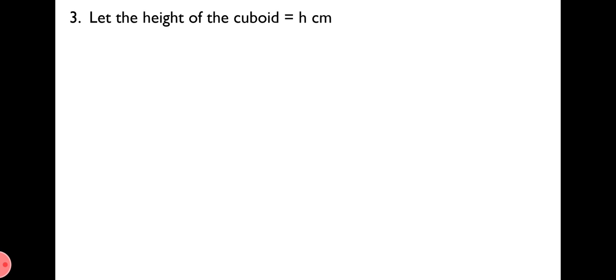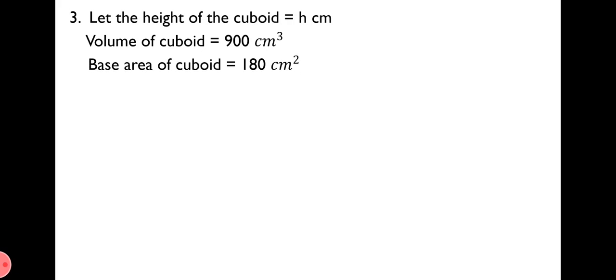Question number 3. Find the height of a cuboid whose base area is 180 centimeter square and volume is 900 cubic centimeter. Now here we have to find the height of a cuboid. Now we don't know the height, so let the height of the cuboid be h centimeter. Volume of cuboid is given as 900 cubic centimeter and base area of cuboid is given as 180 centimeter square.